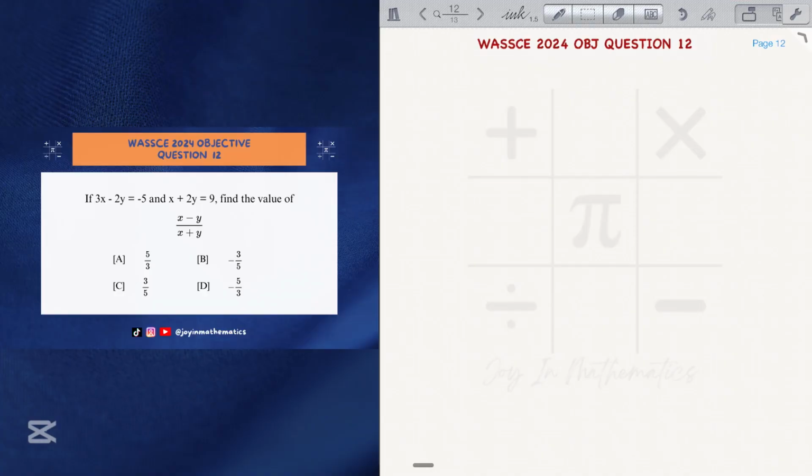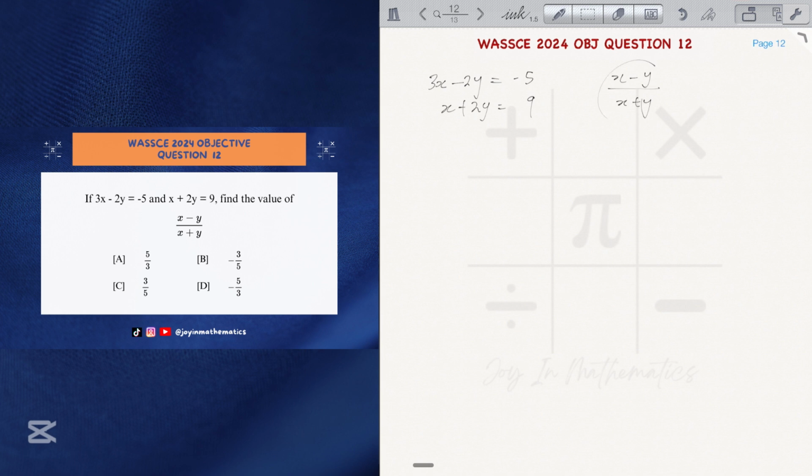Let's proceed on to WASSCE 2024 objective question number 12. We're given that 3x minus 2y is equal to minus 5 and x plus 2y is equal to 9. We're asked to find the value of x minus y and x plus y. So we are looking for x minus y and x plus y.